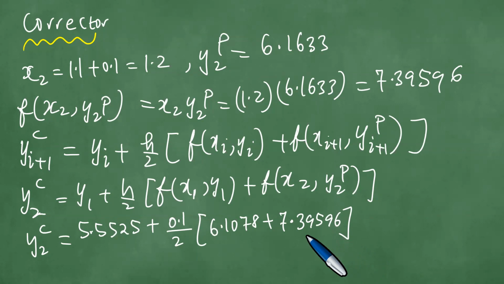On the calculator, I need to just verify what this is going to work out to. 5.5525 plus 0.1 divided by 2, times 6.1078 plus 7.39596.